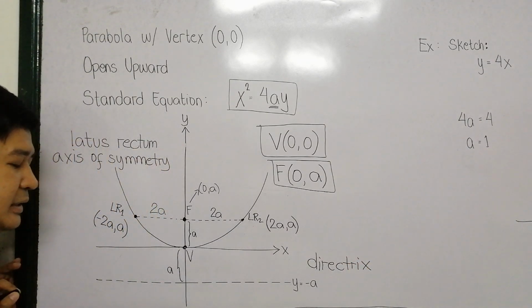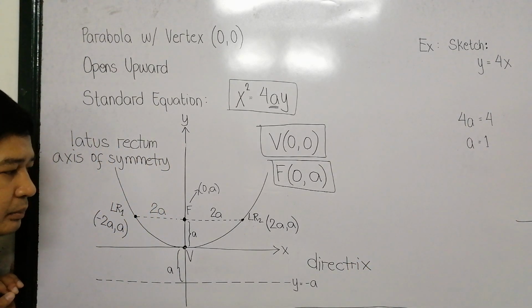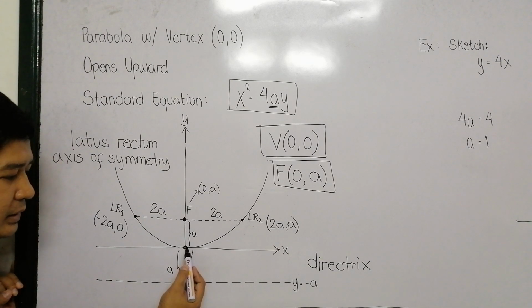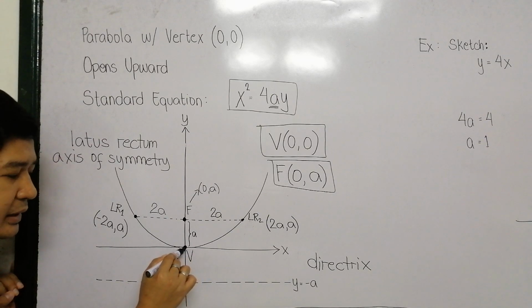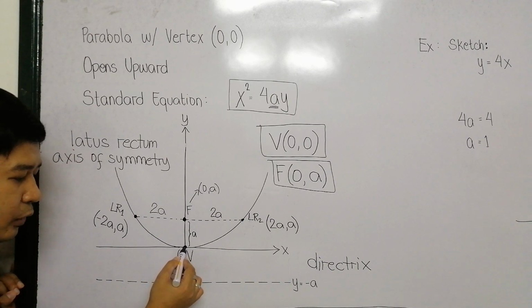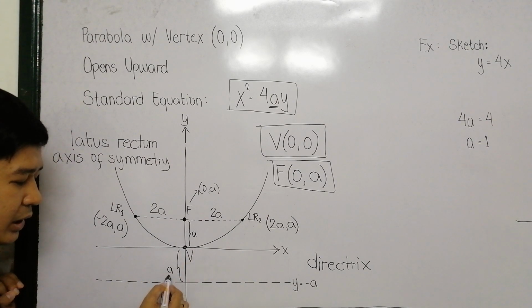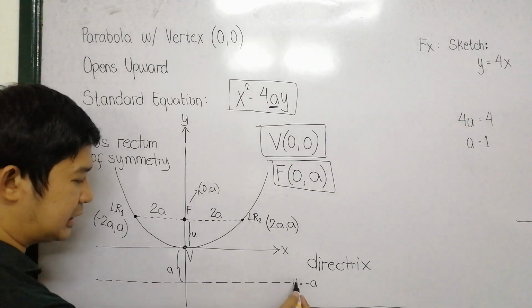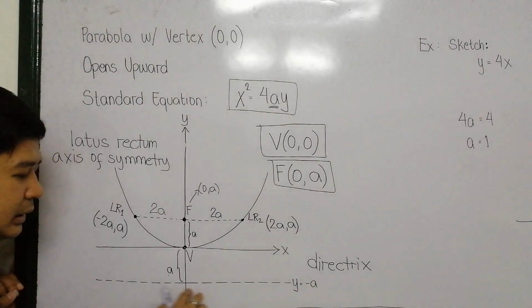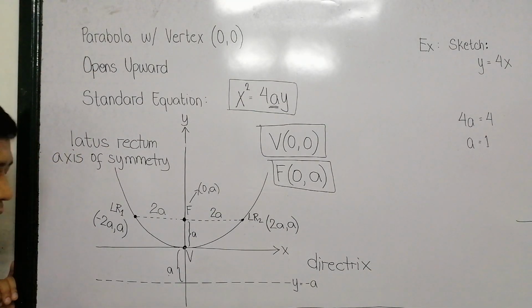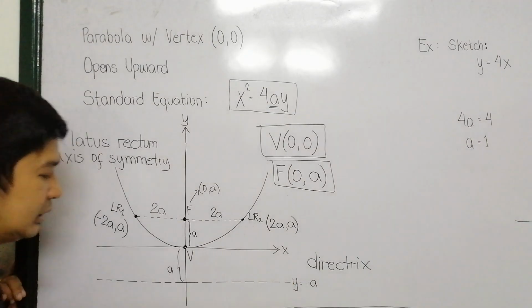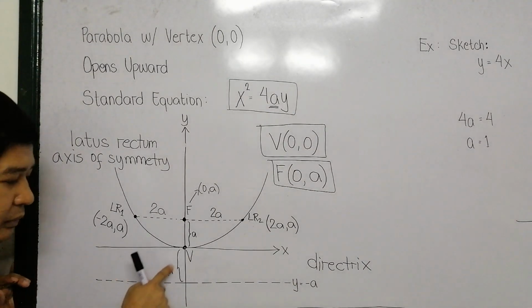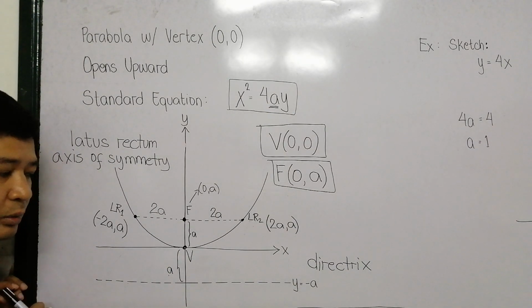So directrix is also equal to A coming from the vertex. Kung si focus ay A ang distance niya coming from vertex, si directrix ganun din. So for a vertex, value of A, from here, magkikreate tayo ng straight line and then make it a broken line because it is an imaginary line. A broken straight line with a distance of A from vertex, that is now our directrix.